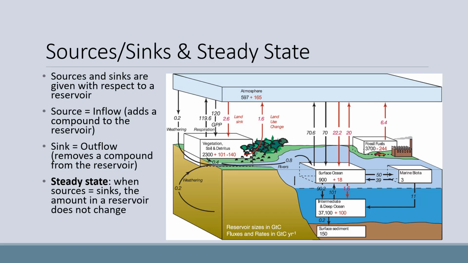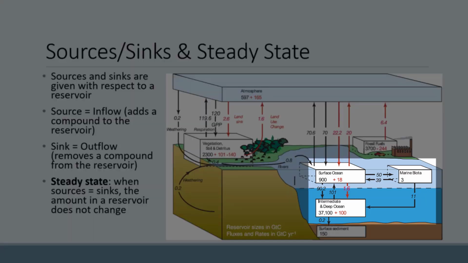So let's pick apart this image a little more and discuss how the idea of reservoirs applies to it. Sources and sinks are given with respect to a reservoir. This would be true even if it was depicting some other substance. The source is the inflow and adds a compound to a reservoir. The sink is the outflow and removes a compound from a reservoir. When sources equal sinks, the amount in a reservoir does not change. This is called a steady state. Looking at the carbon cycle, we can see that marine biota are in steady state because sources, 50 gigatons of carbon per year, equals the sinks, 11 plus 39 gigatons of carbon per year.